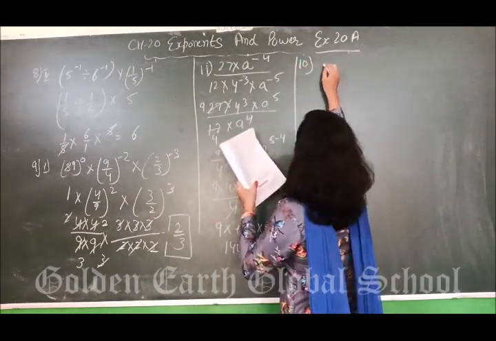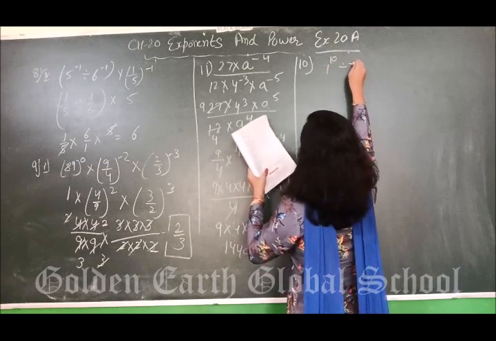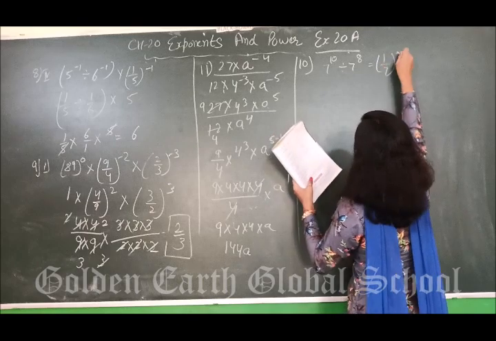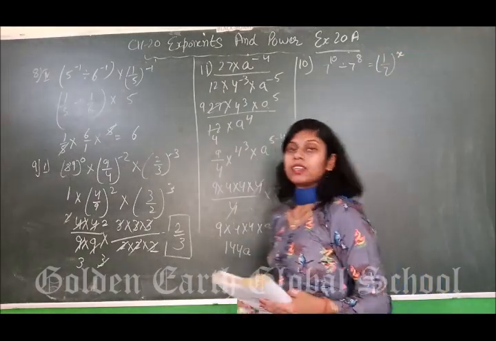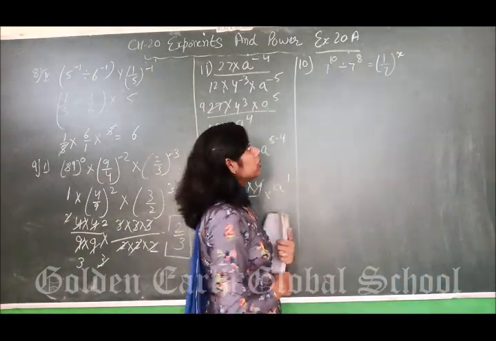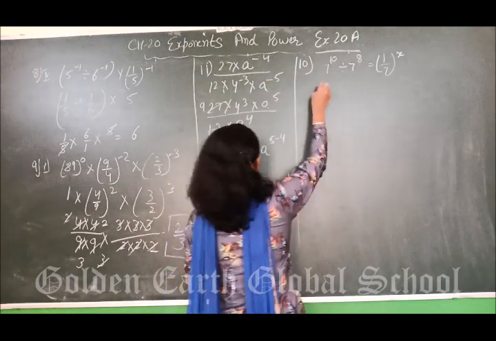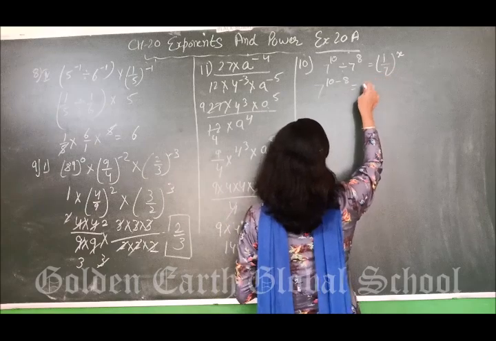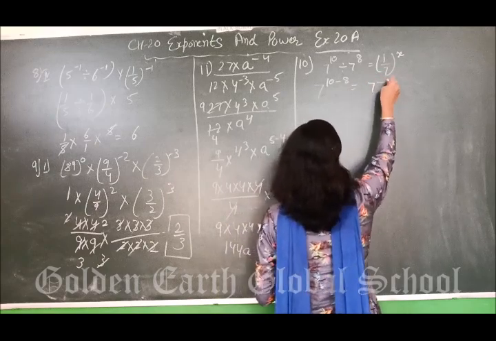Find the x. 7 raised to power 10 divide 7 raised to power 8 multiply 7 raised to power x. On left hand side, apply the rule. Terms are in division, so power will get subtracted. 10 minus 8. Here we will take the reciprocal. 7 raised to power minus x.